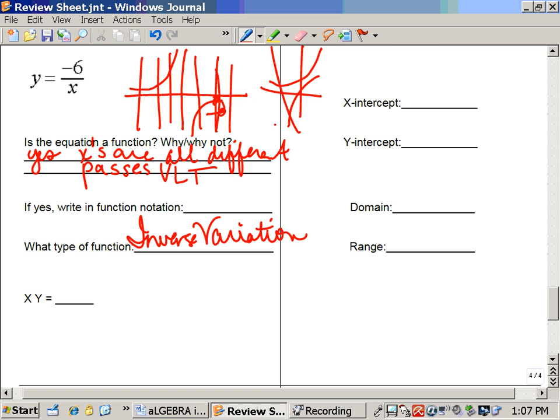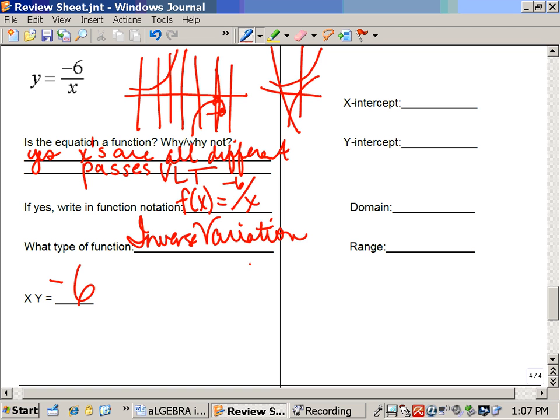Okay. Can you write it in function notation? That's easy. F of x equals negative 6 divided by x. What can I never divide by? 0. Okay. What is xy equal? Negative 6. Any trouble with all of this? We're already halfway done. Actually a third, because I'm not going to make y'all do the table unless you really want to.